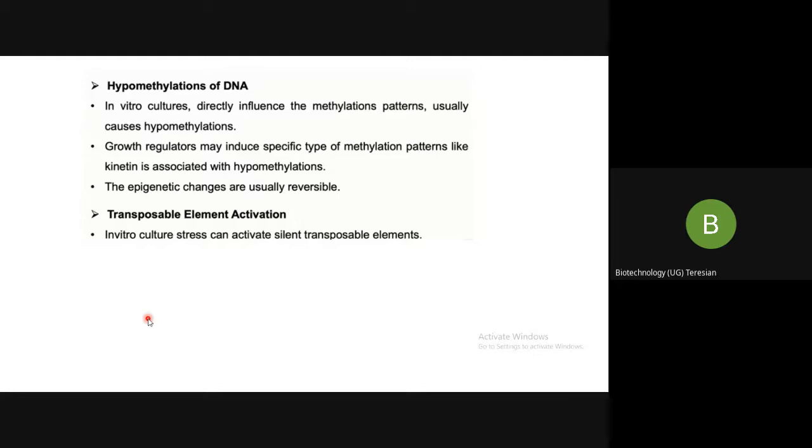DNA methylation is a process by which methyl groups are added to your DNA molecule. This can change the activity of the DNA segment, right? Without changing the sequence. So in DNA methylation, your methyl group is added, right? And this can bring a change in the activity of the entire DNA segment without changing any sequence of the DNA. So DNA methylation is an epigenetic mechanism to control gene expression.